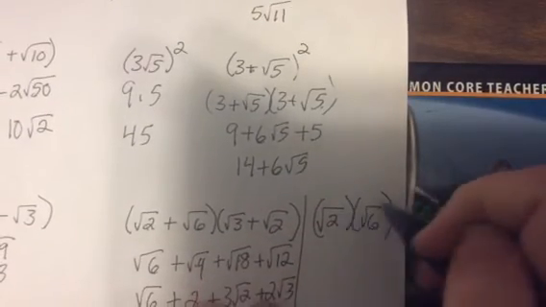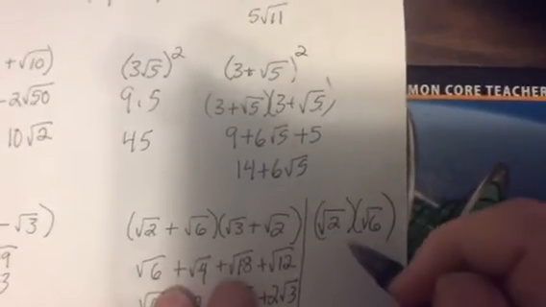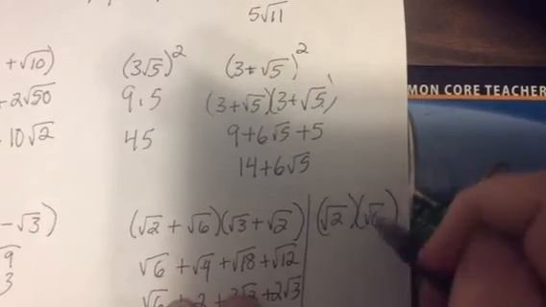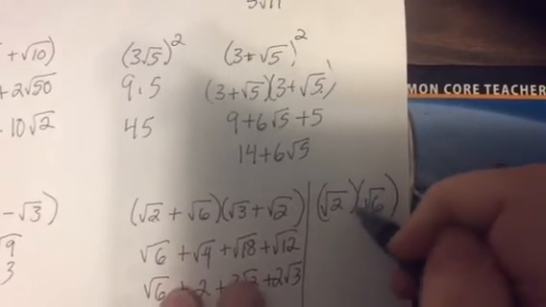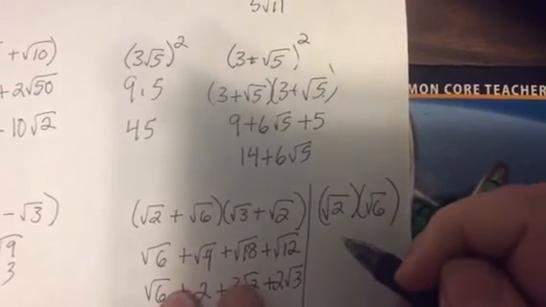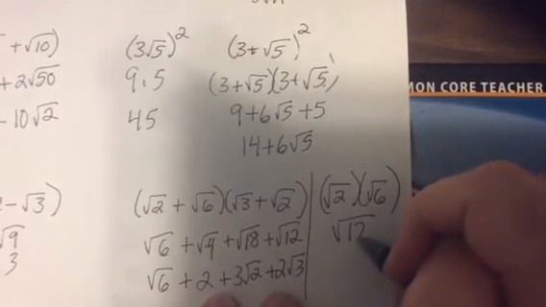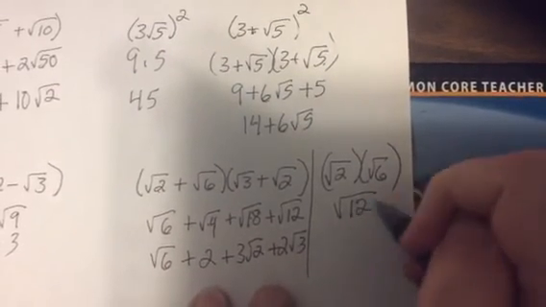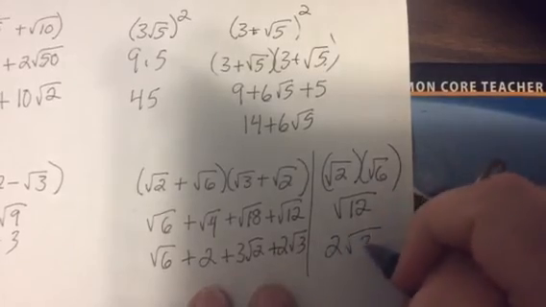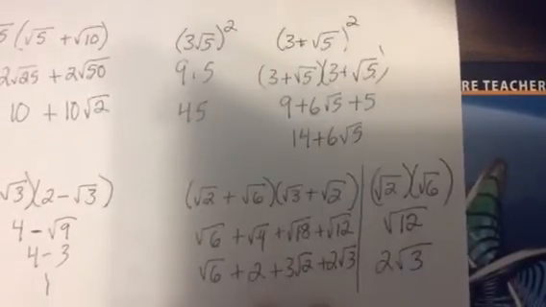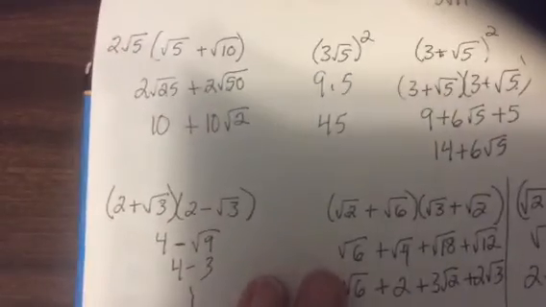Oh, there's no pluses or minus, so there's no foiling. I don't know why people always feel like they got to foil, but there's no plus or minus, so no foiling. So this is square root of 12, and 12 is 4 and 3, and the square root of 4 is 2. So I hope this helped you out a little bit.